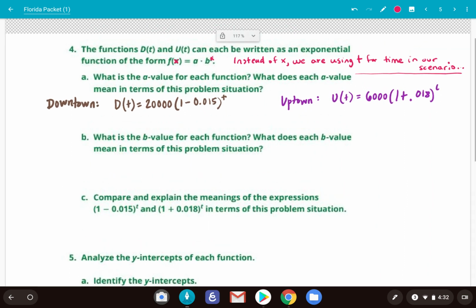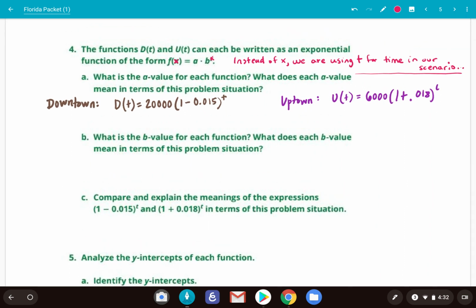and you talking about the population of the two cities, downtown and uptown. So make sure you refer to the previous page. So remember, the population of downtown can be modeled with this function, and then the population of uptown can be modeled with this function. So what we want to do is look at the basic function of an exponential model.